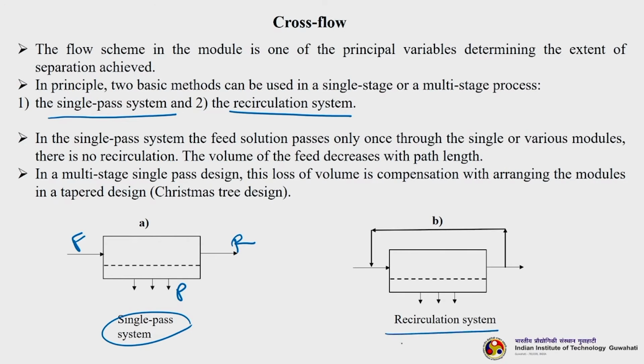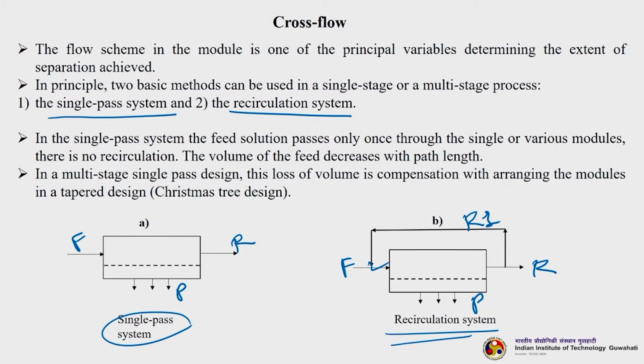In a recirculation system, this is feed, this is retentate, this is permeate, and a part of the retentate, let us say R1, is getting recirculated back to the feed. Why is it happening? Because in a single pass system, as I told you, the volume of the feed is continuously decreasing. That affects the process dynamics, and the separation efficiency also decreases. So, to maintain the feed volume, we recirculate part of the retentate back to the feed and mix it here. This is called a recirculation system. This is a very efficient system in industrial parlance.